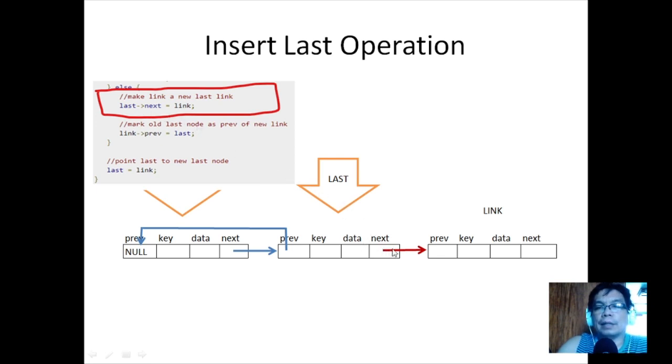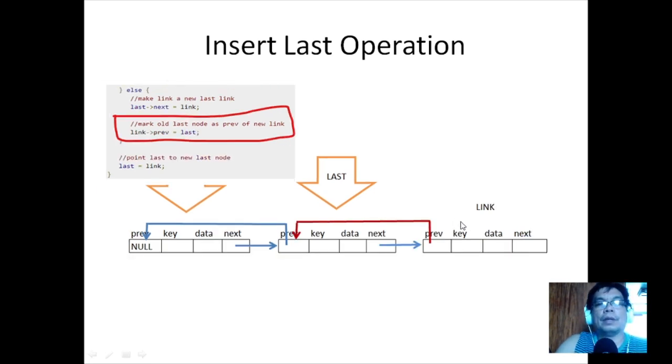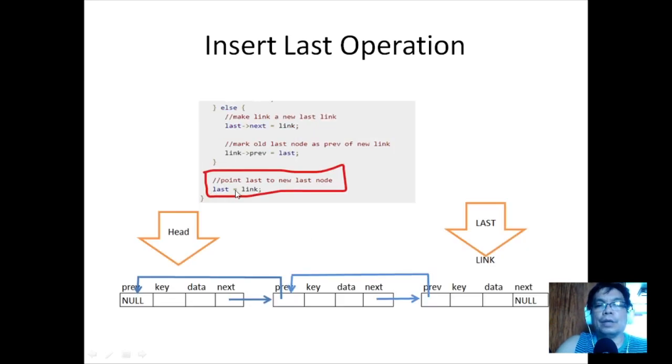So last next is equal to link. So this is the link, the new link. And then link previous will be equal to last. So the link previous is now pointing to last. This is the last node. And then last is equal to link. Previously last is pointing to this node. Now last is pointing to this link because this is our new last node.